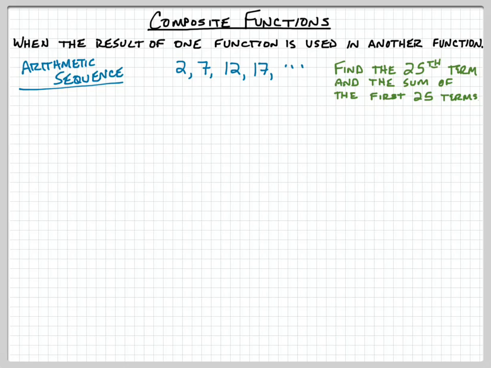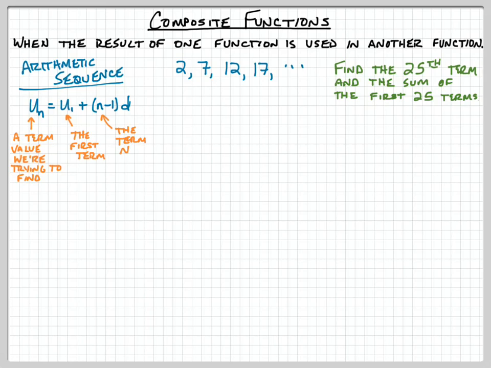So for our arithmetic sequence, we have a formula, and that's u of n equals u of 1 plus n minus 1 times d, where u of n is the term value that we're trying to find, like the value of the 25th term in this case. U of 1 is the first term in the sequence. n is the term number of the term that we're trying to find, so in this case 25, and d is our common difference. The common difference is how the values change from one to the next.